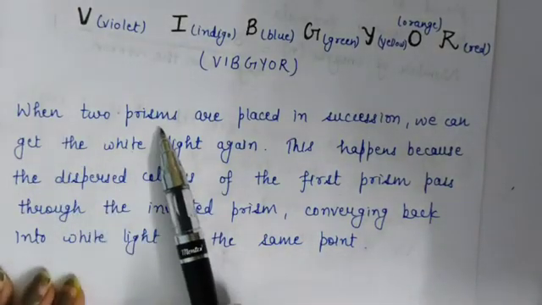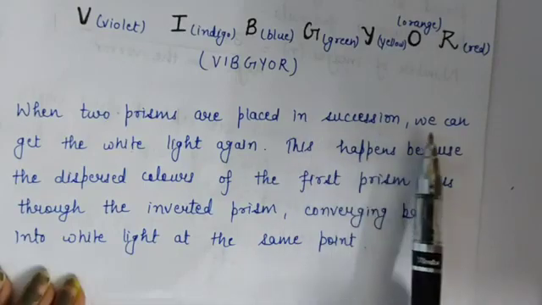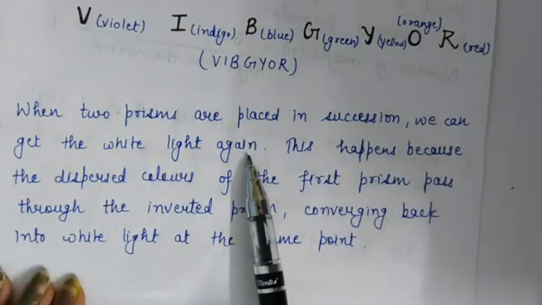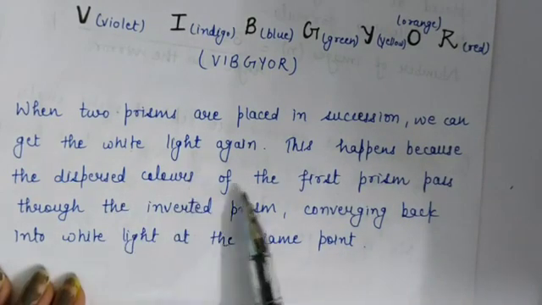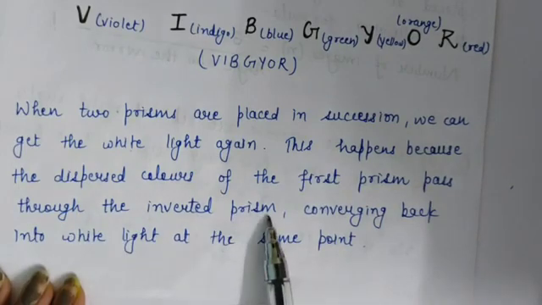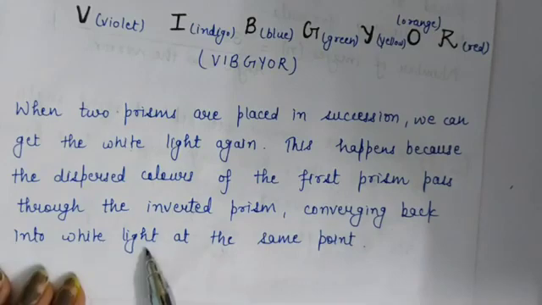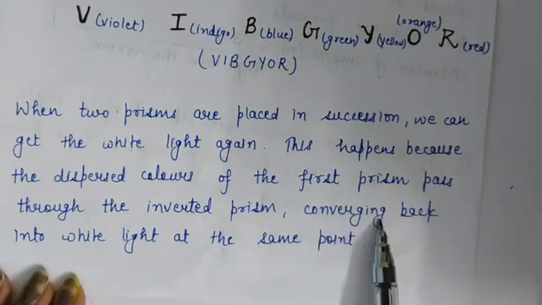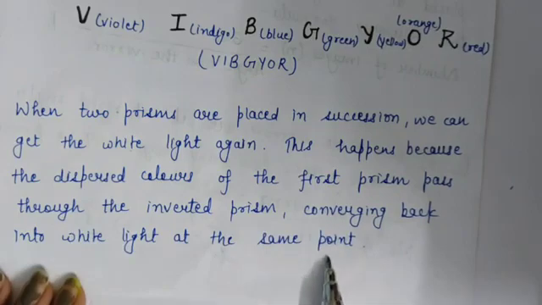When 2 prisms are placed in succession, in reverse position, we can get the white light again. This happens because the dispersed colors of the first prism pass through the inverted prism, and converge back into white light, means they recombine back into white light at the same point. Okay, this is called recombination of spectrum.